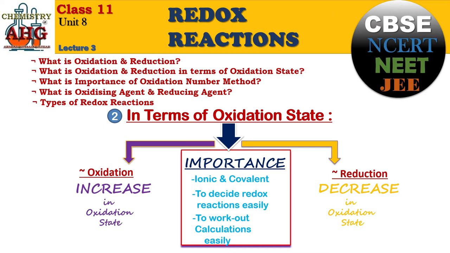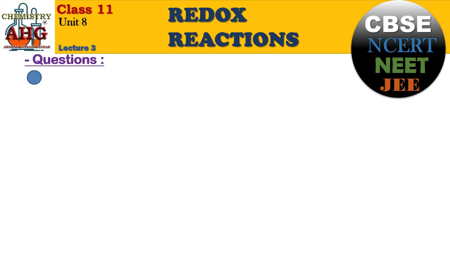Now let's solve some questions based on this definition. You will get to know how to decide which element has been oxidized and which element has been reduced during a chemical reaction. Let's suppose we are having a chemical reaction of carbon with sulfuric acid. During this reaction, carbon dioxide, sulfur dioxide and water will be produced.